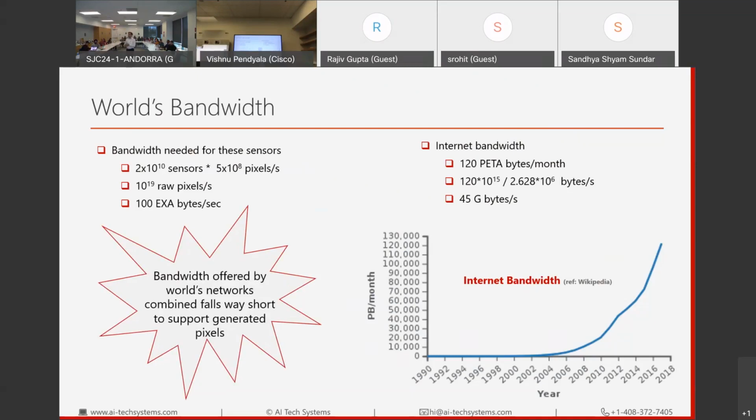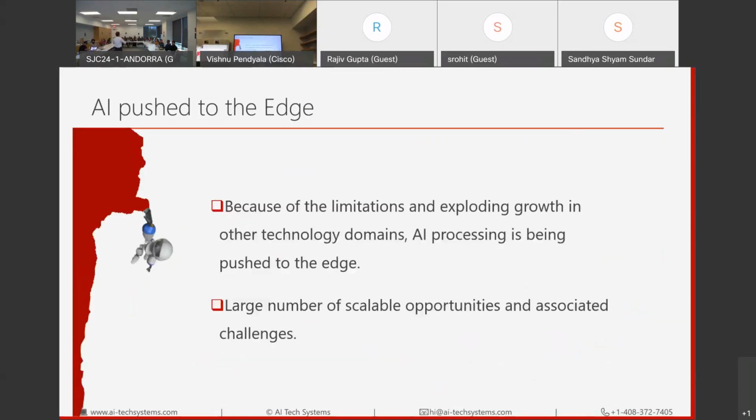So bandwidth, if you combine the bandwidth offered by every network on this planet Earth, including 5G, is still orders of magnitude less than what we need, just for vision. So what's going to happen? The immediate fallout is if you don't have bandwidth, you'll have to do some processing on the edge. And that's where the push to the edge is coming from. And this is just one limitation that's pushing. There are other limitations too that are pushing this technology to the edge, where it has to be because there is no other way.